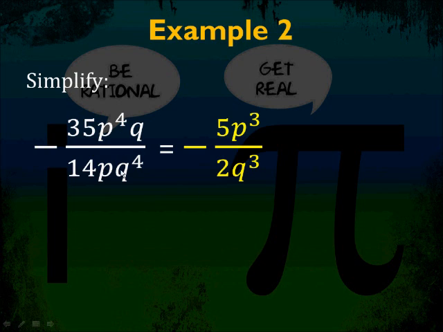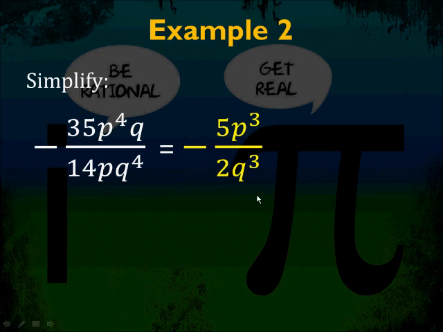P to the fourth over p, since the exponent here is bigger than the exponent on the bottom, you will have a p to the 4 minus 1. That gives us a p cubed upstairs. For the q's, we have a q to the first and a q to the fourth. Since here the denominator exponent is bigger, we take 1 over n minus m. So you're going to have a q cubed on the bottom. So your final answer is -5p cubed divided by 2q cubed.